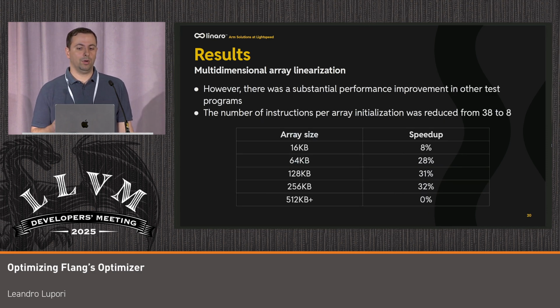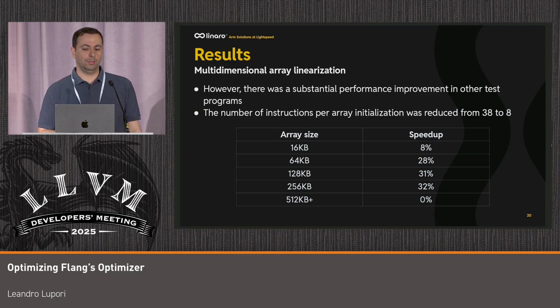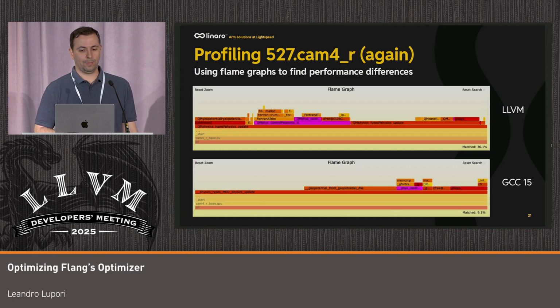However, in other test programs, there was a substantial performance improvement, as you can see in the table below. For array sizes between 64 kilobytes and 256 kilobytes, the speed up was about 30%. Another benefit is that the number of instructions needed for the array initialization has been reduced from 38 to 8 in the case of CAN4. And that was my first attempt to optimize CAN4.